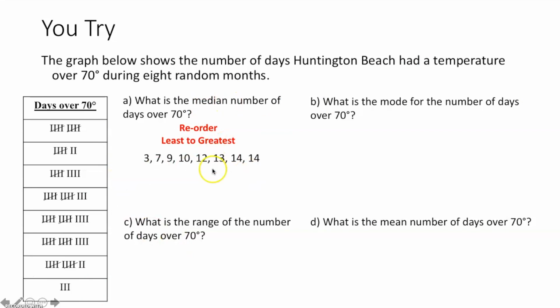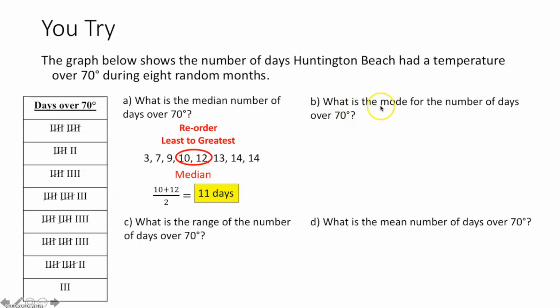So to figure out the median, all we have to do is figure out what's the middle number. Well, we have 8 data points, so that means 4 and 4. There is no middle number. So what we do instead is we take our 2 middle values, add them up, and divide by 2. That'll give us our median. So what's 10 plus 12? That's going to be 22. Divided by 2 gives you 11. So 11 days is going to be your median for this data set.